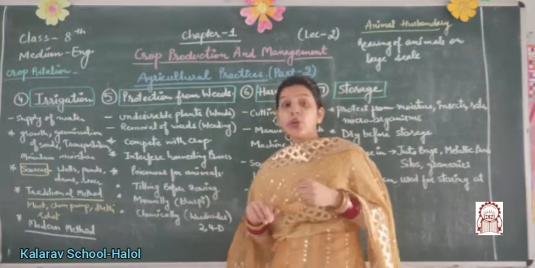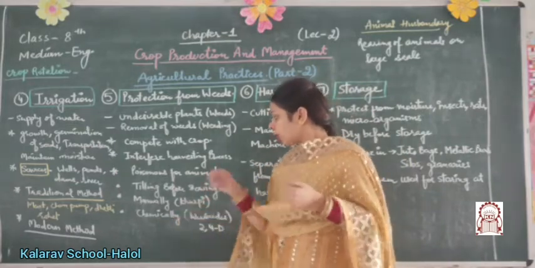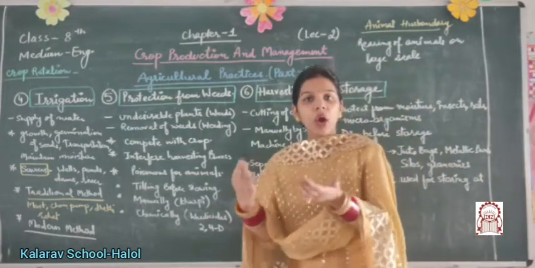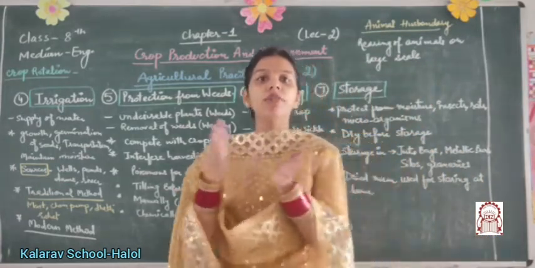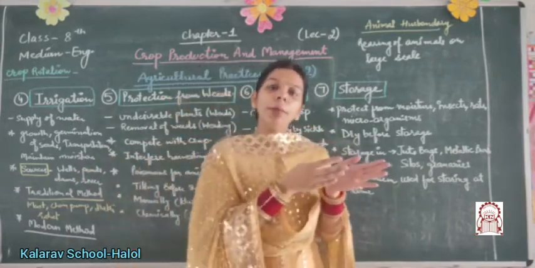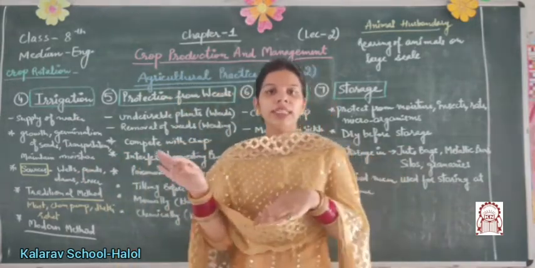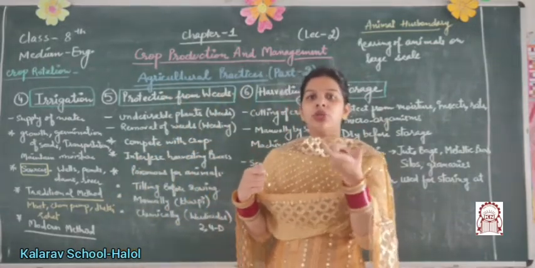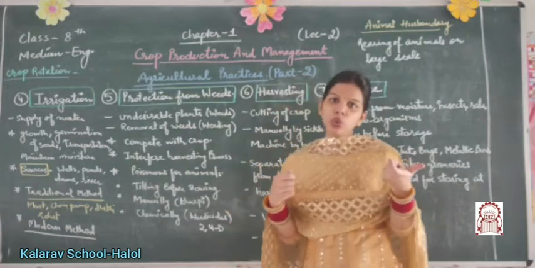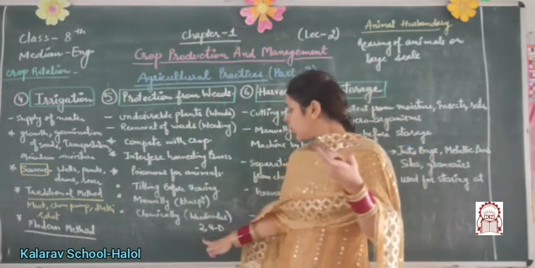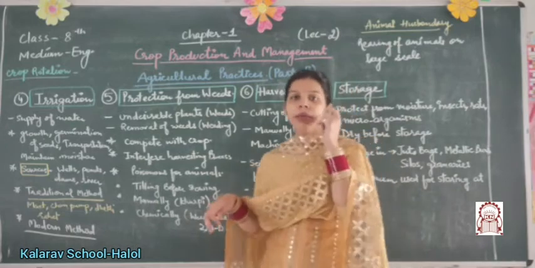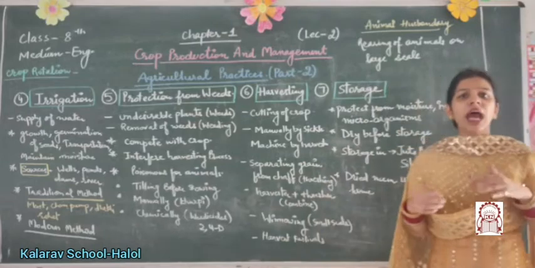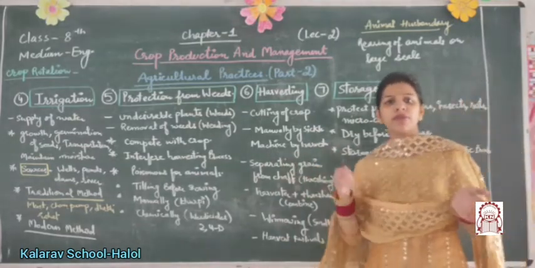So next is manually, that is with a khurpi. Then chemically, that is weedicides. Supply of chemicals or spraying of chemicals on the crop helps us to remove the weeds. There are a number of weedicides. Weedicides are chemicals. A number of chemicals are used nowadays, and 2,4-D is one of the main weedicides which are used.